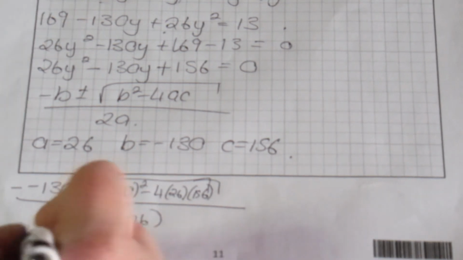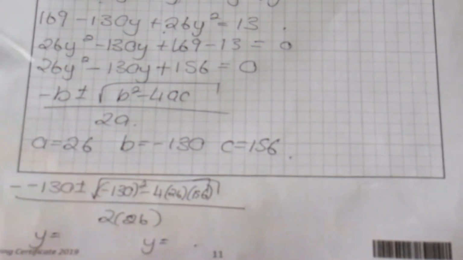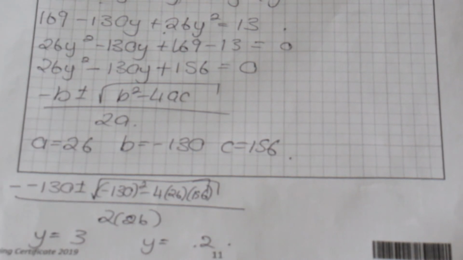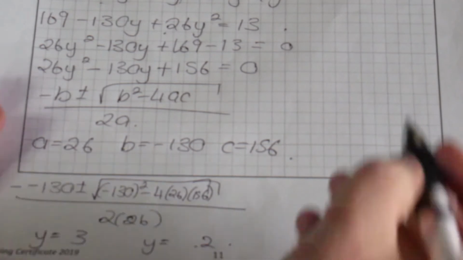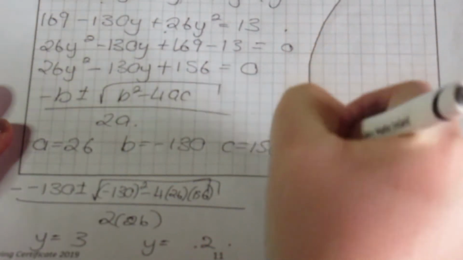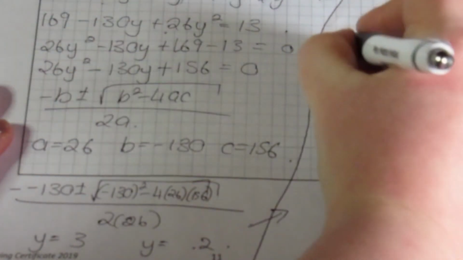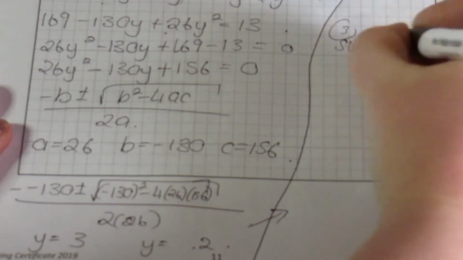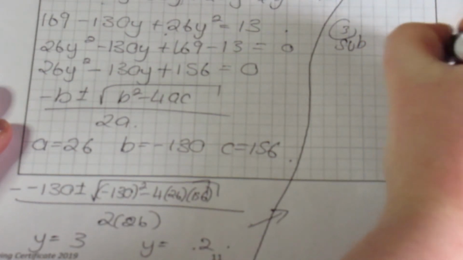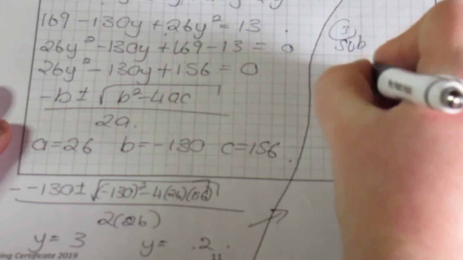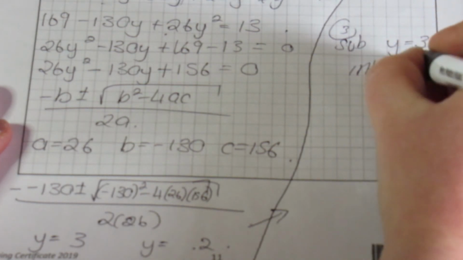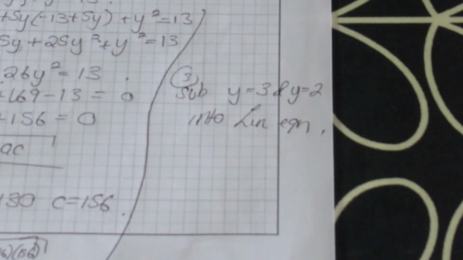When I put this into my calculator, I'm going to get two values for y. I get an answer of 3 and I get an answer of 2 for y. And then the third step and the final step, and I'm just going to draw some space here, we're going to sub y equals 3 and y equals 2 into the linear equation. Why the linear equation? Because it's the easiest one to work with.